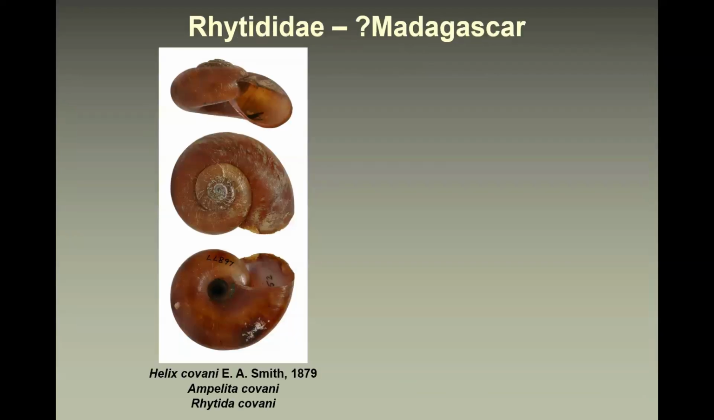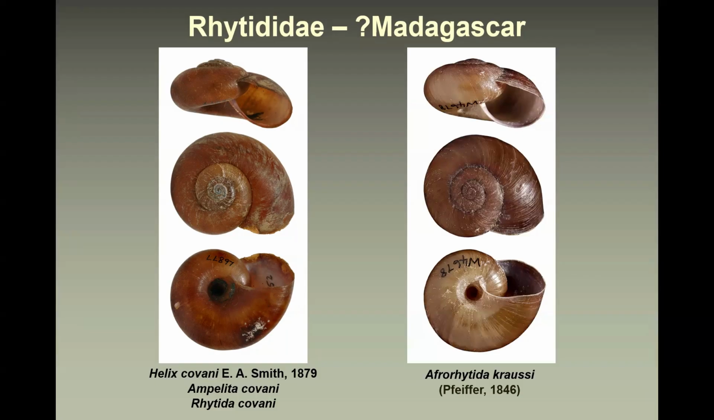The species concerned was described in 1879 by E.A. Smith as Helix coveni. And for a long time, it had been referred to the family Acavidae and placed in the genus Ampelita. But now Ken Emberton proposed that it should be placed in Rhytida. And if you compare it with a South African Rhytidid here, Afrorhytida krausi, you can see that there's remarkable similarity in the shells. They look very, very similar. So his suggestion or hypothesis was not without foundation.